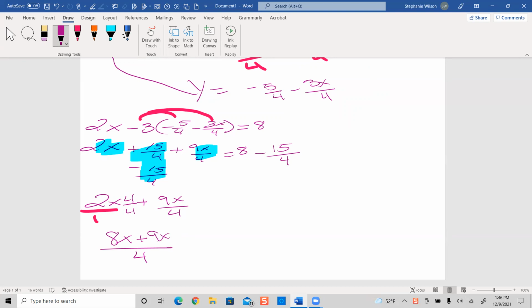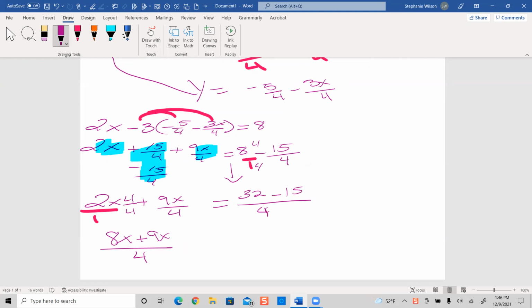And we need to do this side here. So I got 8 minus 15/4. Again, I'm going to put a 1 underneath this whole number. And I'm going to find the common denominator. And on this side, it is 4. So that means I need to multiply top and bottom here by 4. So 8 times 4 is 32. Minus the 15 all over 4.